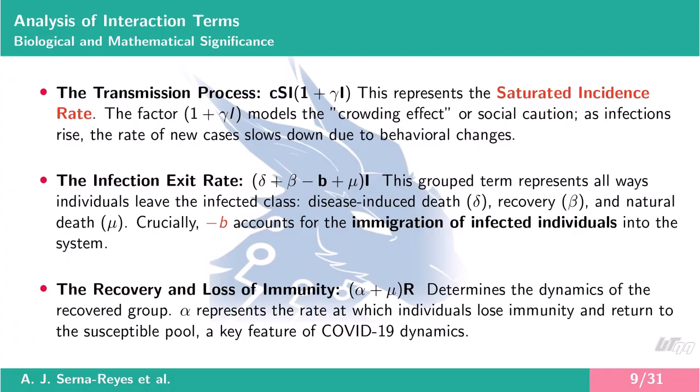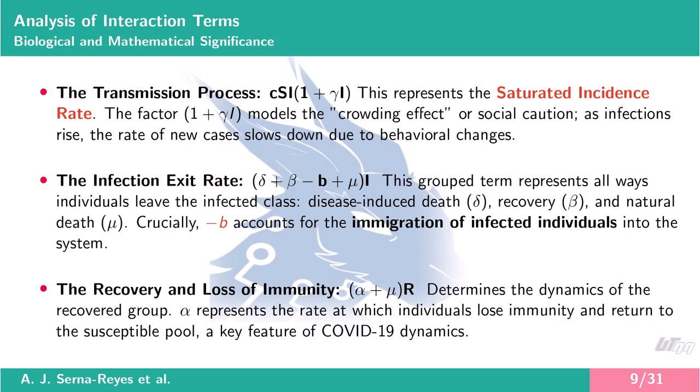Let me briefly comment on the three main interaction terms of the model. The transmission process is governed by the saturated incidence rate. This factor models a crowding or saturation effect. As the number of infected individuals grows, the rate of new infections slows down, reflecting behavioral adaptations such as social distancing.